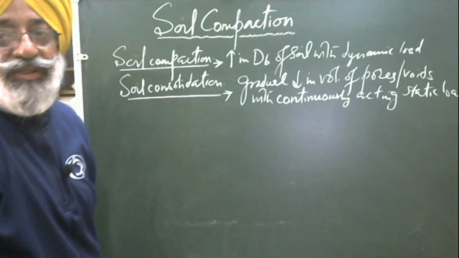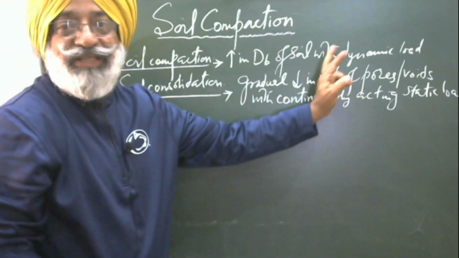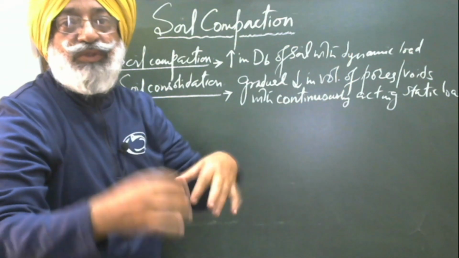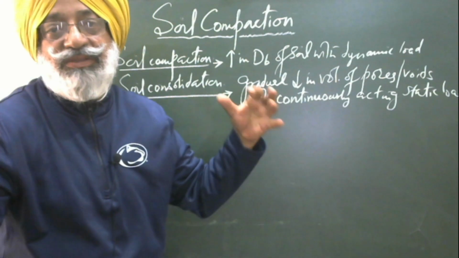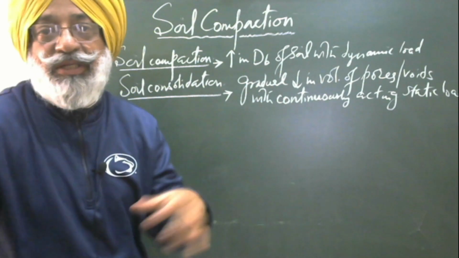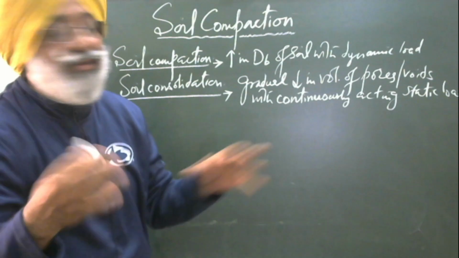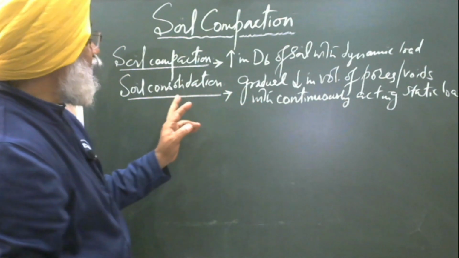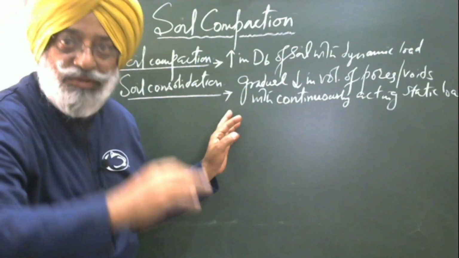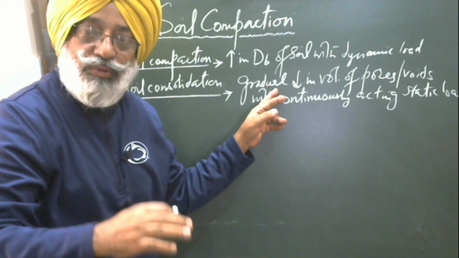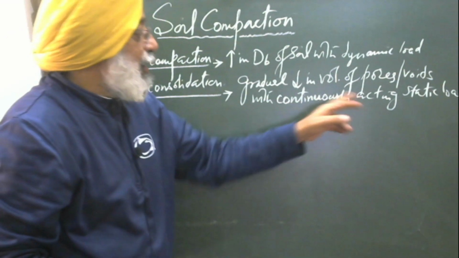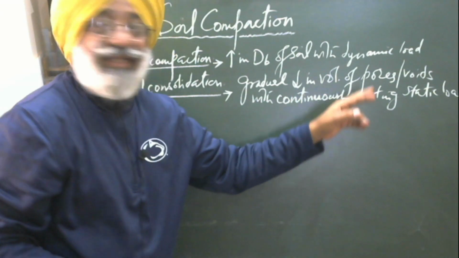So here now you can see the difference. In soil compaction it was dynamic load, where you never know what the load actually is. Today the load may be something, say X, and the next day the load could be Y. But in soil consolidation, the soil gets consolidated due to gradual decrease in volume of the pores, volume of the voids, with continuously acting static load.